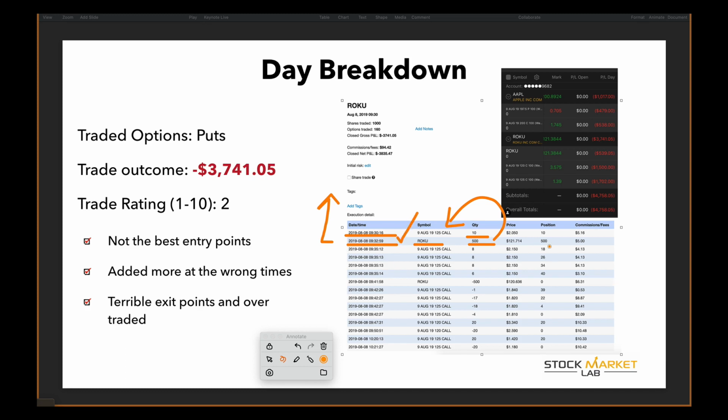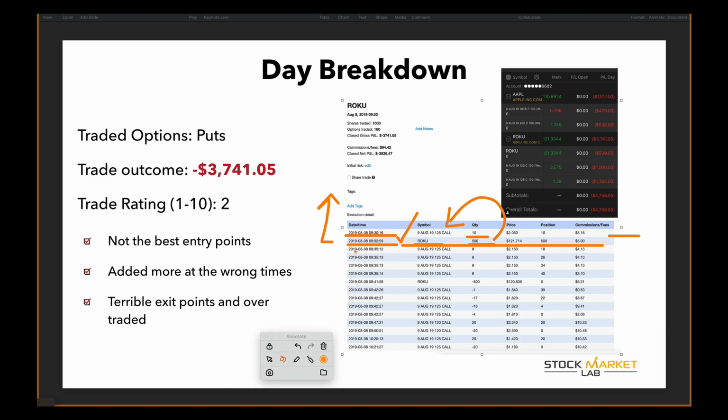So already right here, this is terrible trading. This is risky trading. This is me crossing my fingers. And this is me also trading based on, oh man, I traded Roku a lot and I've done very well with Roku, so let me do it again. That's not trading, guys. That's terrible.